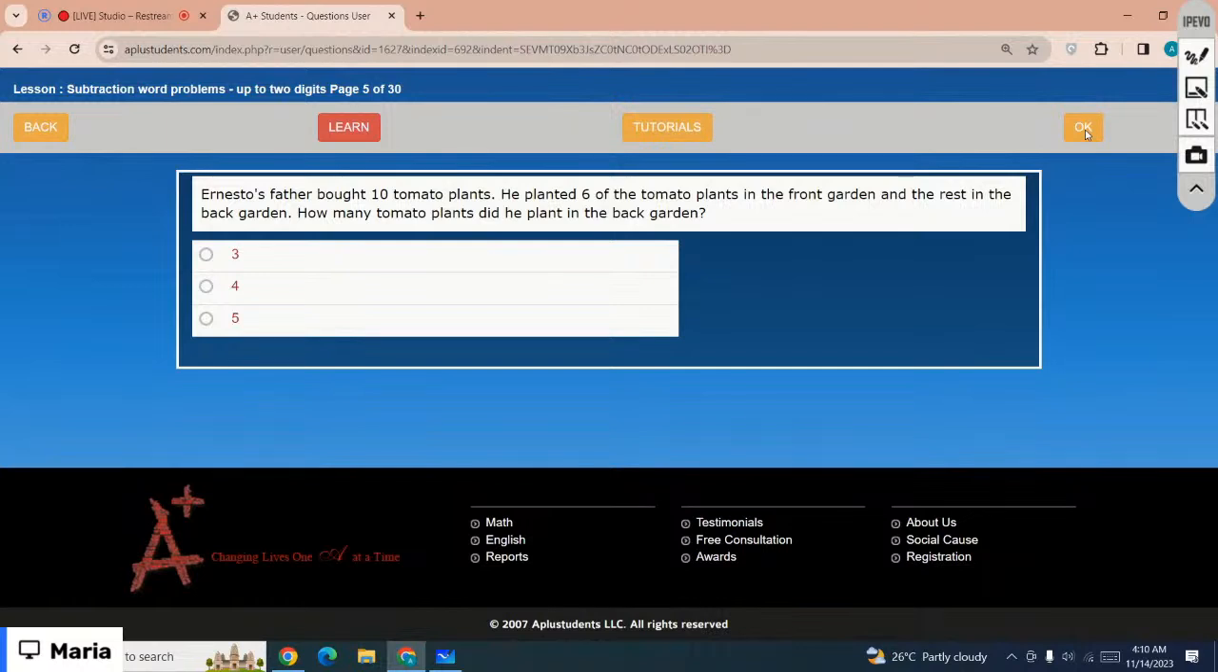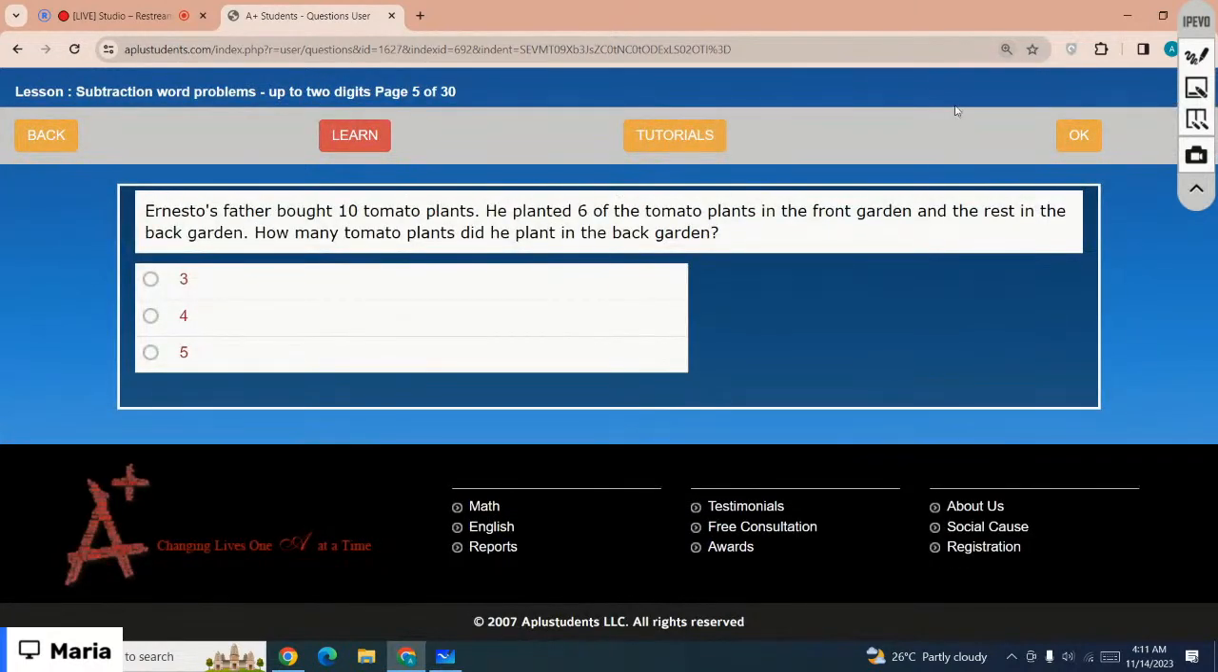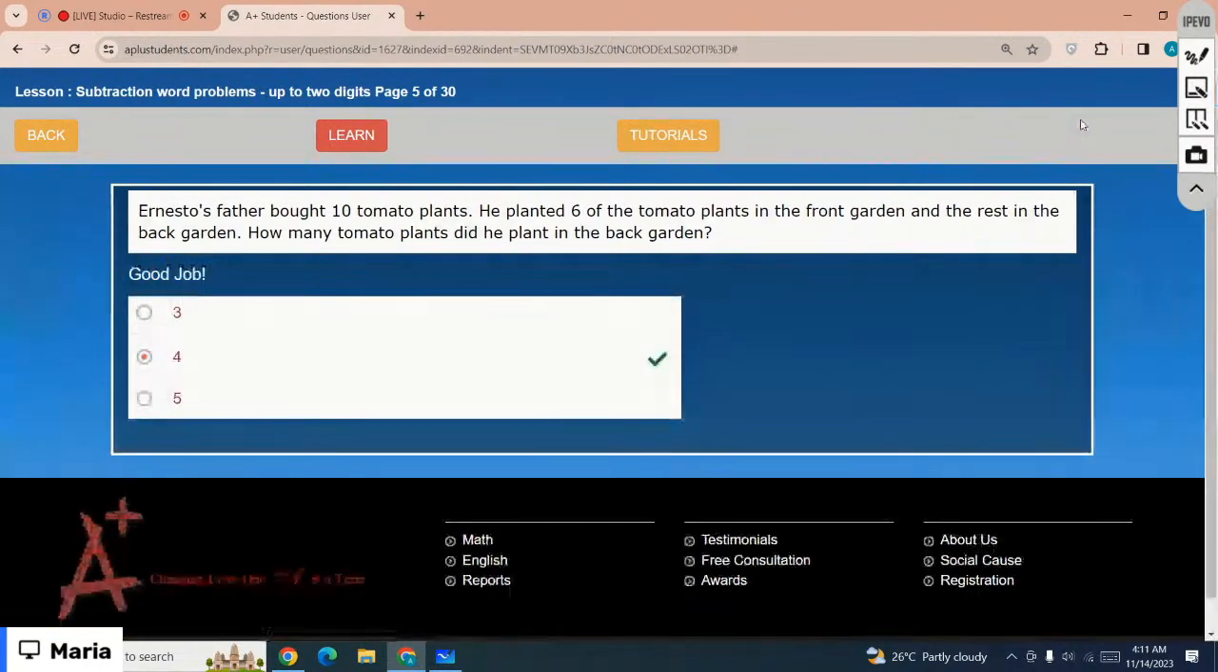The correct option is 6 of them were planted in the front garden. You have to calculate the ones that were planted in the back garden, right? So you have to do 10 minus 6. 10 minus 6 equals 4. The correct option is count. Start with 10, count back 6, so you end up on 4.